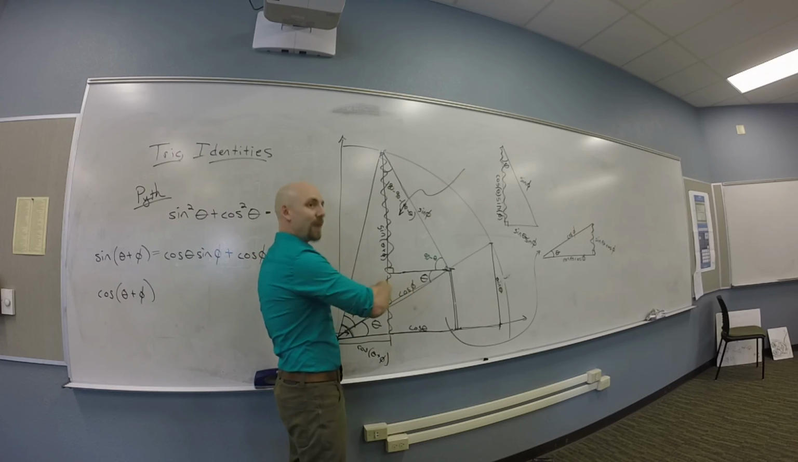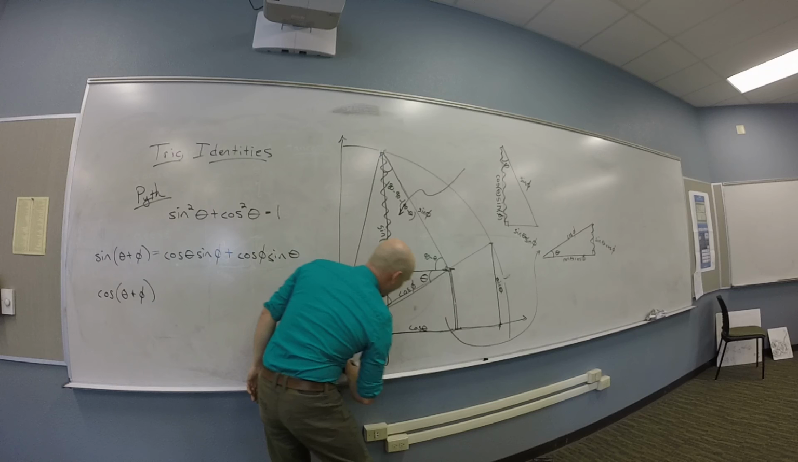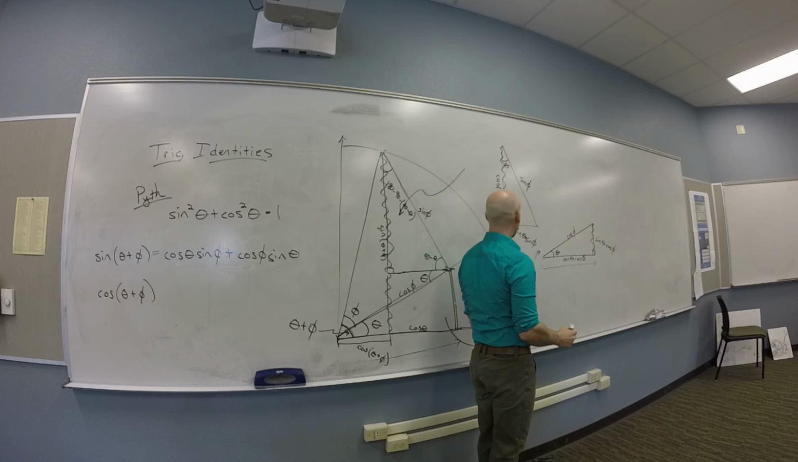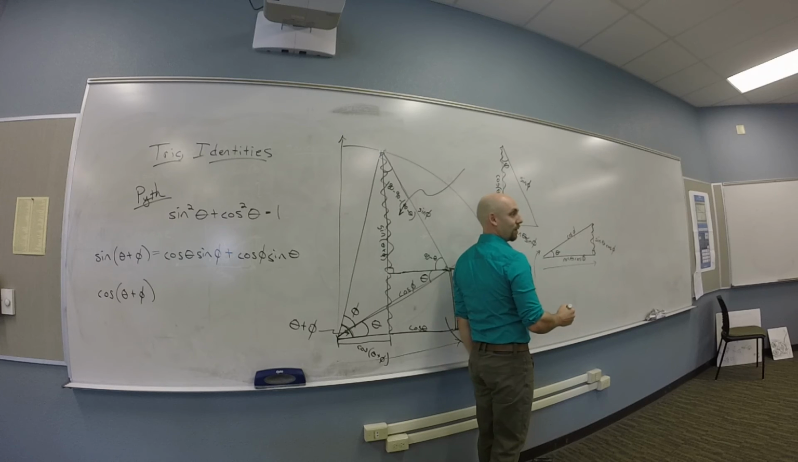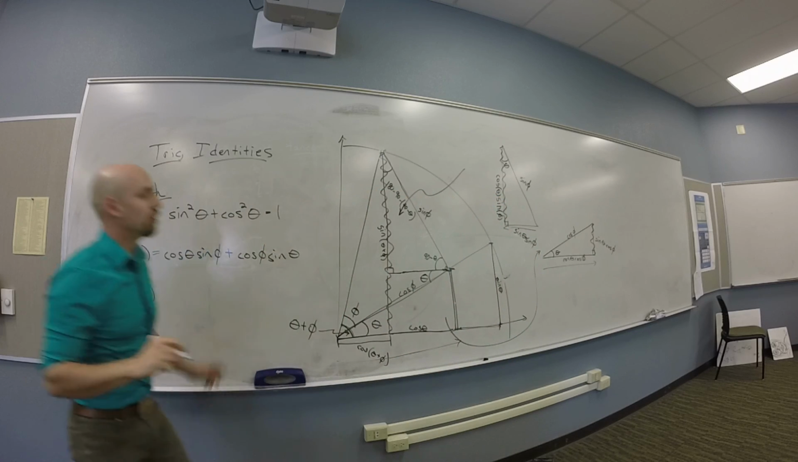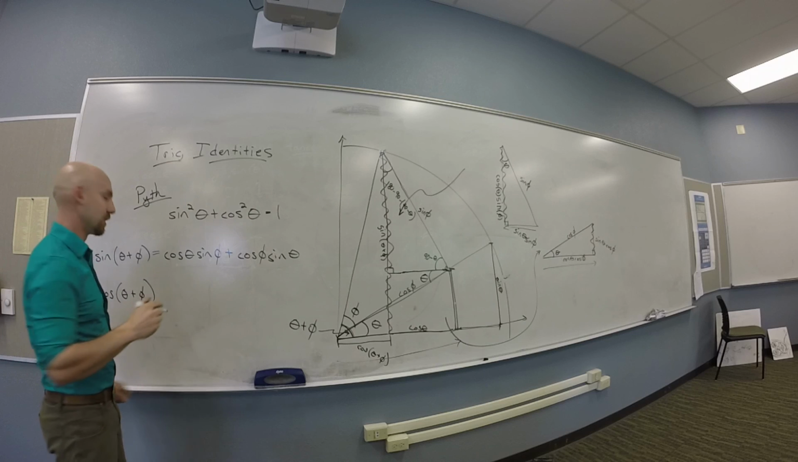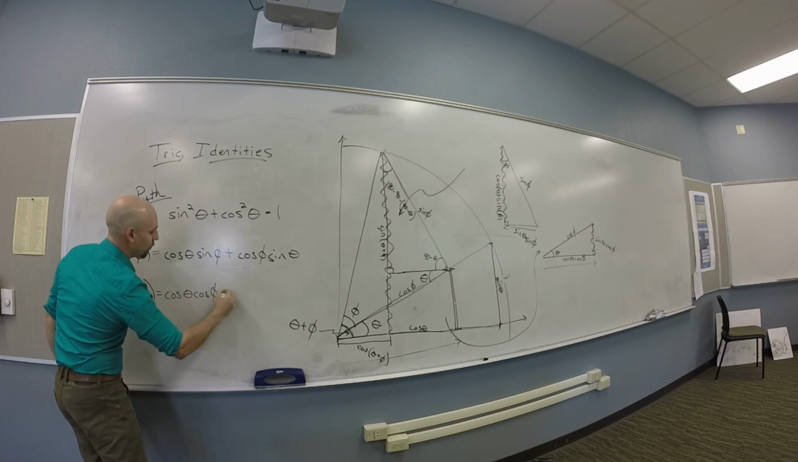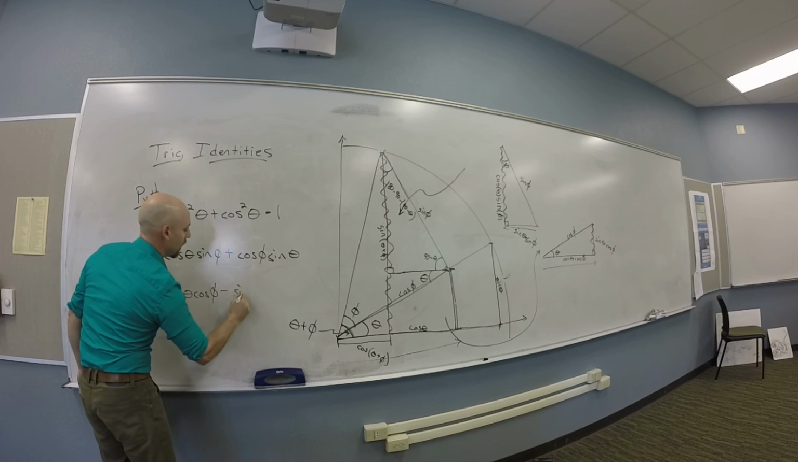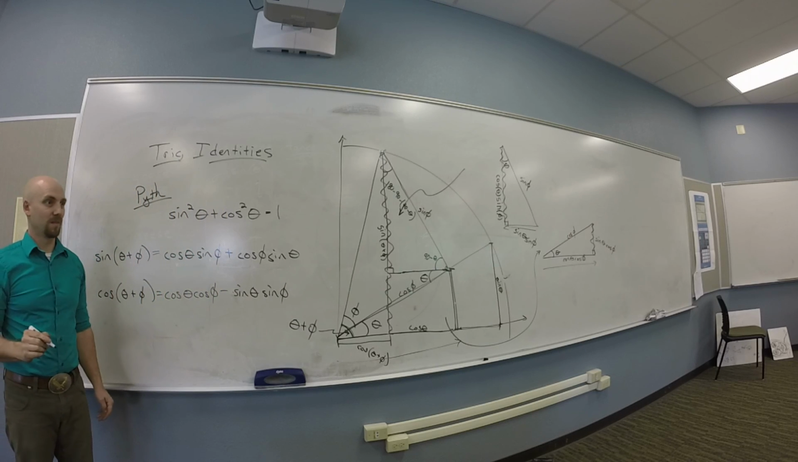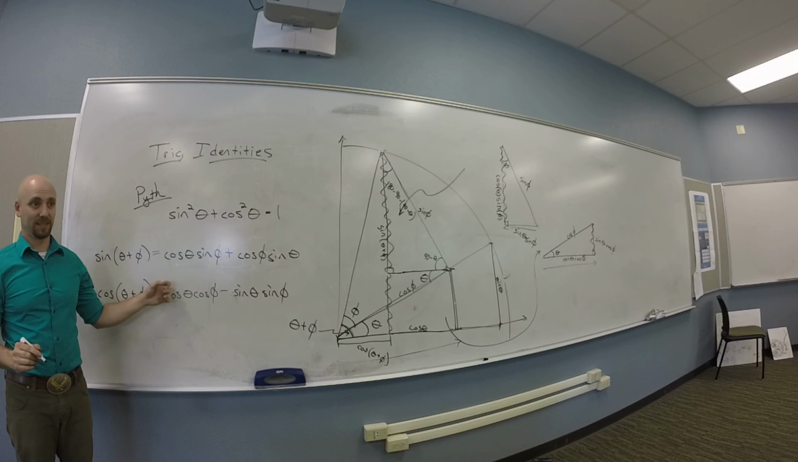Now the other one's weirder, you subtract, because you have to go out and then back. So we're going out by this side, and then back by this guy. You go out by cosines, back by sines. So you do cosine of theta, cosine of phi, minus sine of theta, sine of phi. So remember cosine, cosine, sine, sine, minus in the middle. So these are the sum of angles identities.